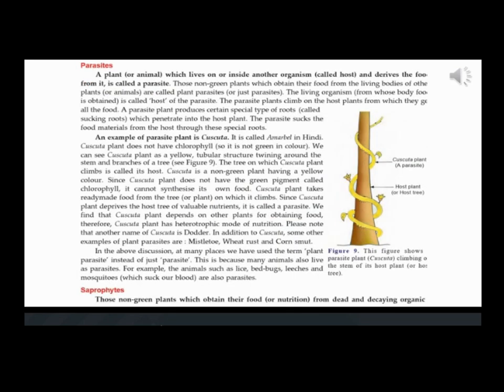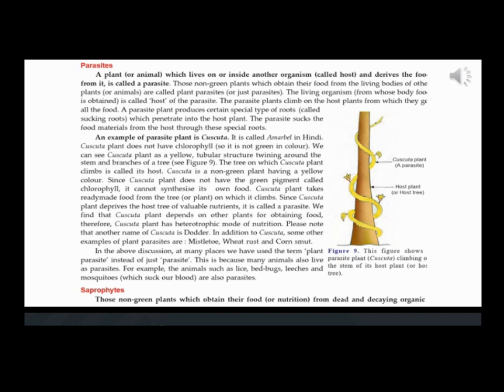Parasites. A plant which lives on or inside other organisms and derives food from it is called a parasite. These non-green plants which obtain their food from the living bodies of other plants are called plant parasites. And the living organism from whose body food is obtained is called the host of the parasite. Children, I repeat this line again. The living organism from whose body food is obtained is called the host of the parasite.